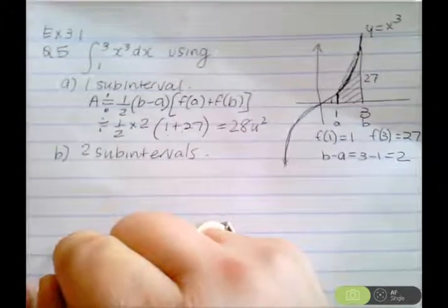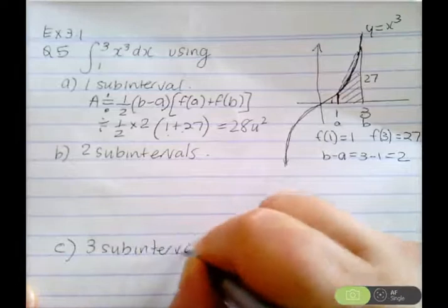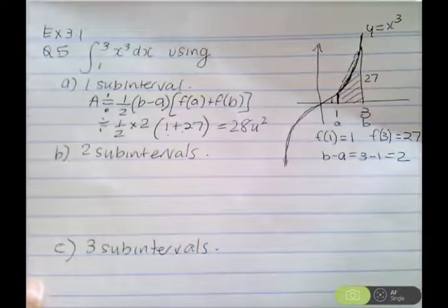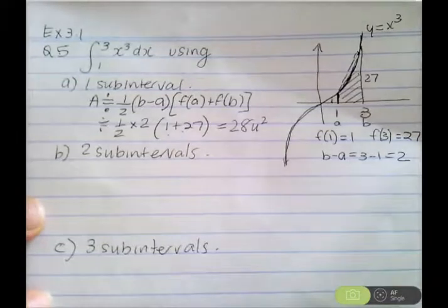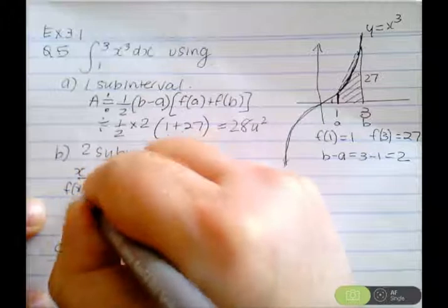And then I'm going to do 3 subintervals as well, because we're going to start using what's called the multiplier pattern, once we have more than one subinterval. I want you to draw up a table of values. It's much easier. You go x, function of x.